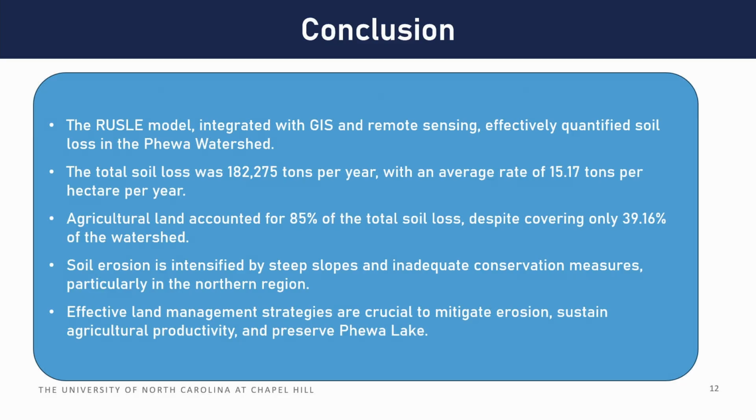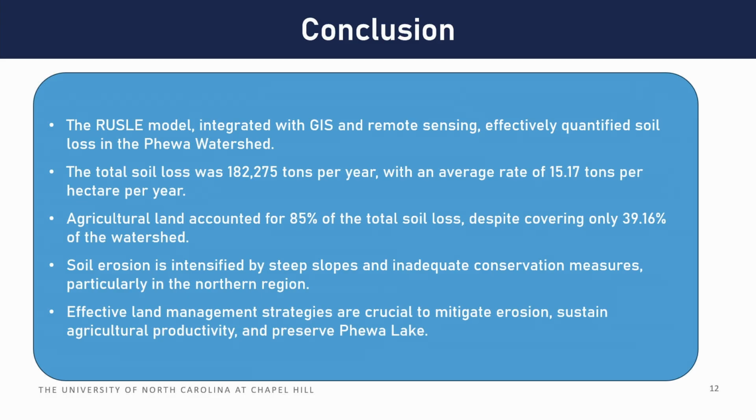Moving on to the conclusion, the RUSLE model integrated with GIS and remote sensing can be used effectively to quantify soil loss. It is an empirical equation and it is computationally simpler. The total soil loss of the watershed was 182,275 tons per year, with an average of 15.17 tons per hectare per year.